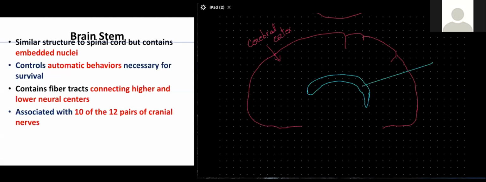Remember, we did have a set of bundles of myelinated nerve fibers that connect the two cerebral hemispheres. If you remember, each cerebral hemisphere controls the contralateral side of the body. So the right cerebral hemisphere controls the left side of the body. The left cerebral hemisphere controls the right side of the body. We called those bundles of myelinated nerve fibers connecting the right and left cerebral hemispheres together the corpus callosum.